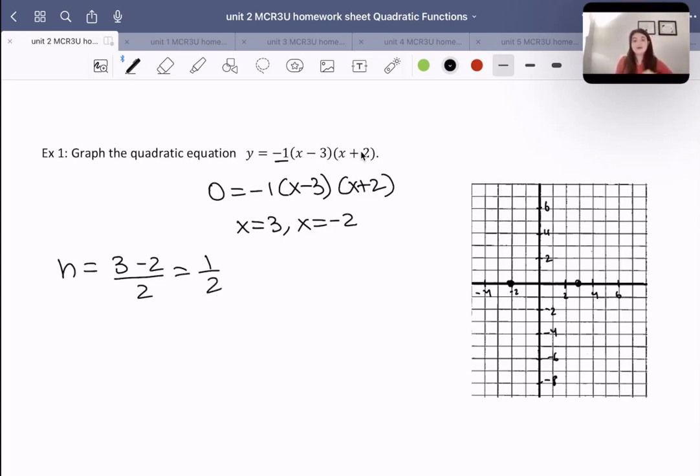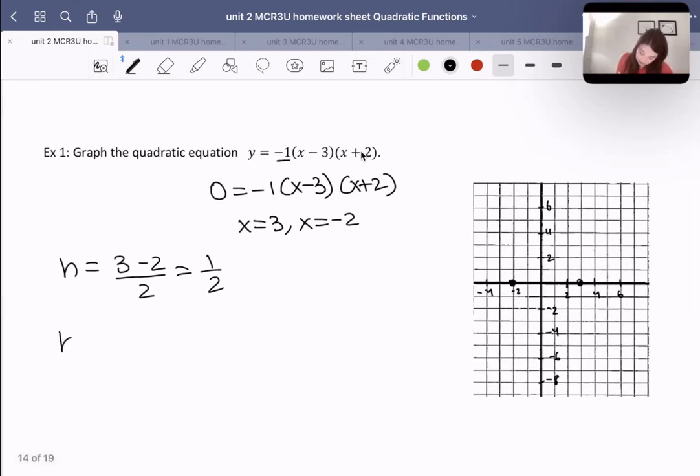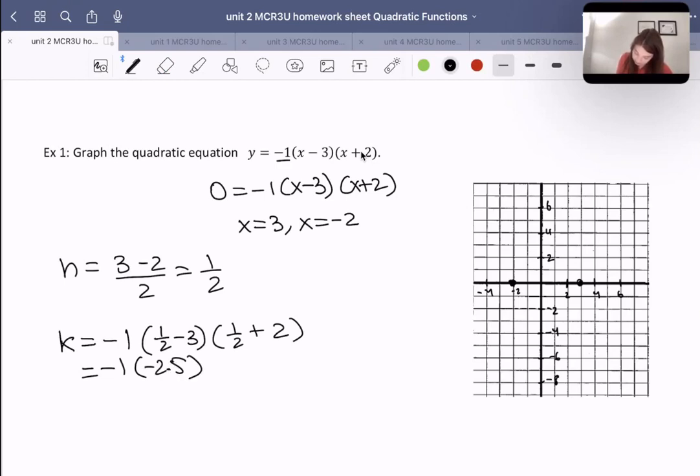And then to find the y-coordinate of the vertex, to find our k value, we're going to plug in that 1/2 as our x, and use that to find y. So here we have -1 times -2.5 times 2.5, which let's see what that is.